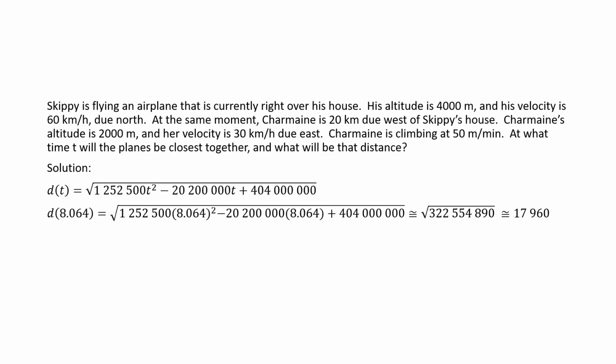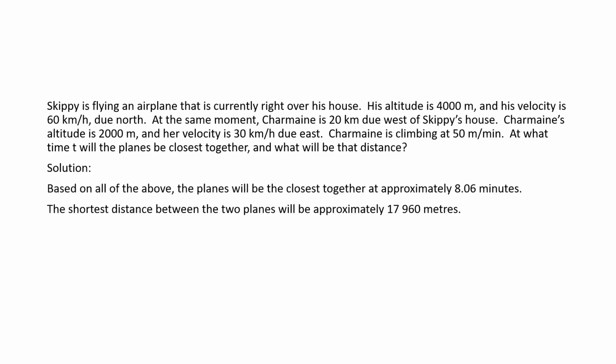So that's the time when they're closest together, but we would like to know the distance. So we just plug 8.064 into our formula, and we have 17,960 meters as the distance between them at that time. And so based on all that information, we have the time when they're closest together and the shortest distance in between the two planes.